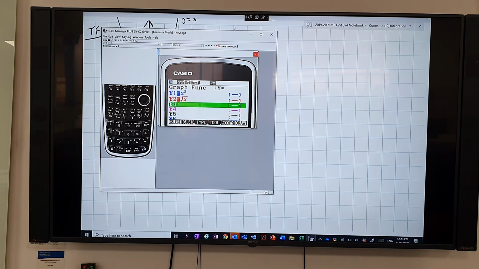We've got that, I'll put x to the half. If I draw it, notice that looks absolutely horrible with the drawing, so I'm going to go V-Window, Standard. Don't freak out, we go V-Window, Standard, and we redraw it again.